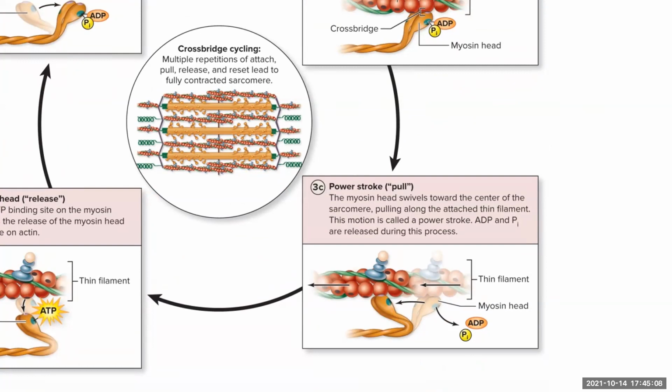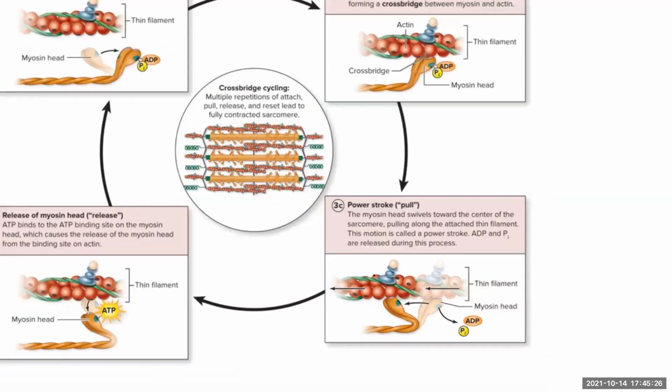That's a good thing. So we're still connected. We've done the power stroke. We pulled everything by. Maybe we want to do it again. Maybe we want to have another power stroke. We want to contract our muscle further. Or maybe we just want to stop this whole thing. Well, we have to release this connection here. Well, that's our third step.